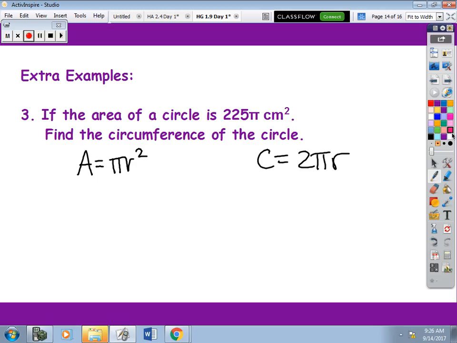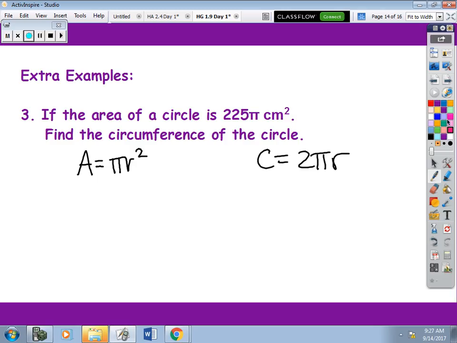Anyone get it? Jeremiah? 32 pi centimeters. Close, but no. Very close. Joseph? 30 pi centimeters. Yes, it should be 30 instead of 32.